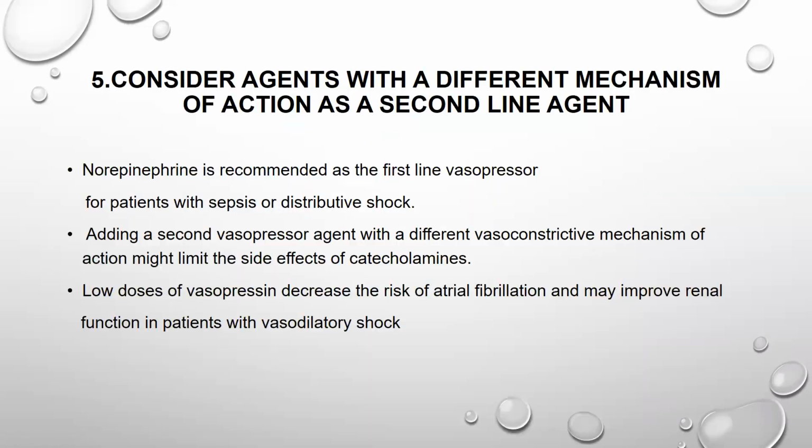The fifth step is that you consider an agent with a different mechanism of action as a second line agent. For example, I started my patient with epinephrine, and then I did not reach my targeted goals for the therapy. So what I'm going to do is add another inotrope or a vasopressor, but with a different mechanism of action. Norepinephrine is recommended as a first line vasopressor for patients with sepsis or distributive shock. Adding a second vasopressor agent with a different vasoconstrictive mechanism of action might limit the side effects of catecholamines.